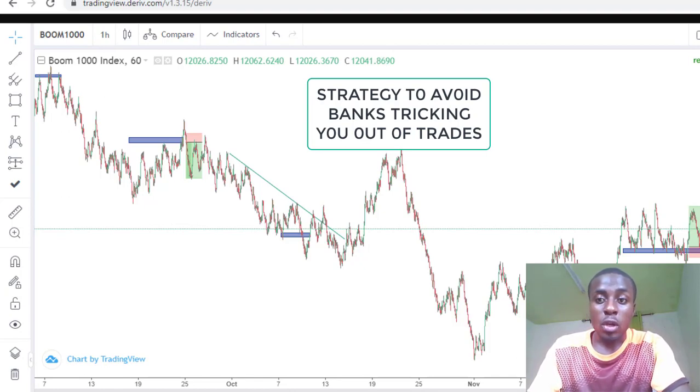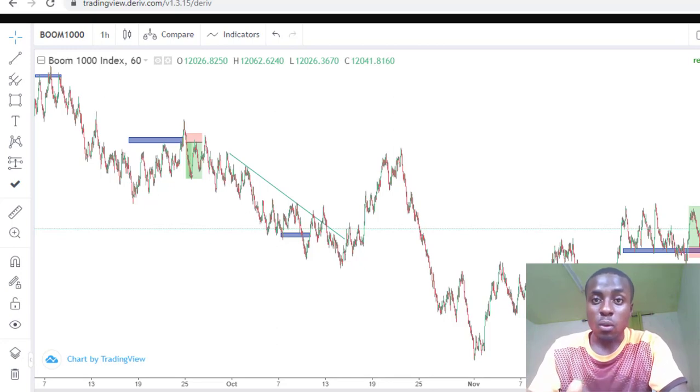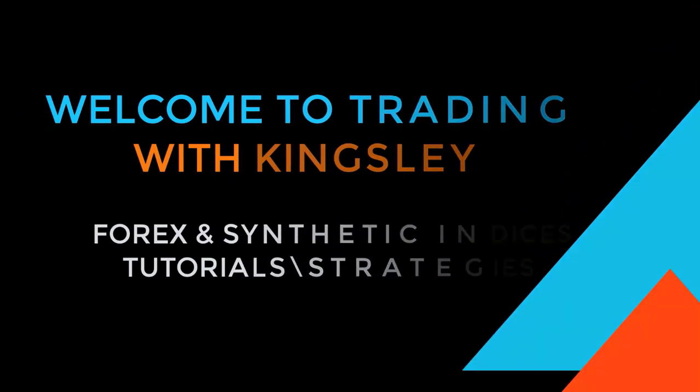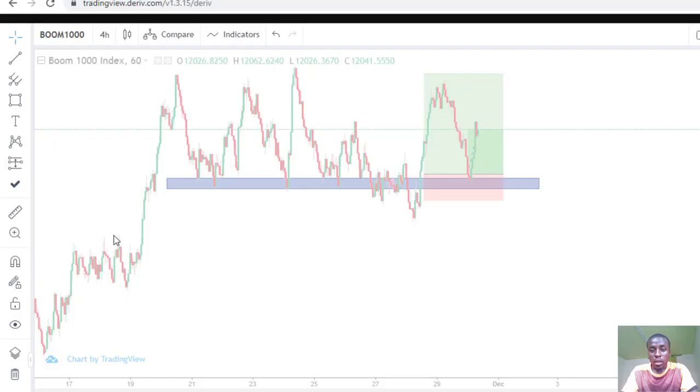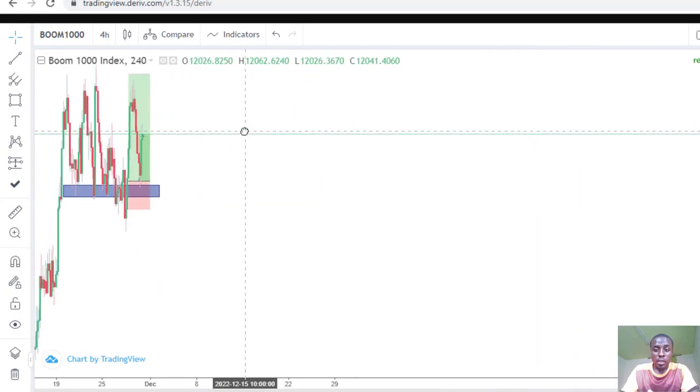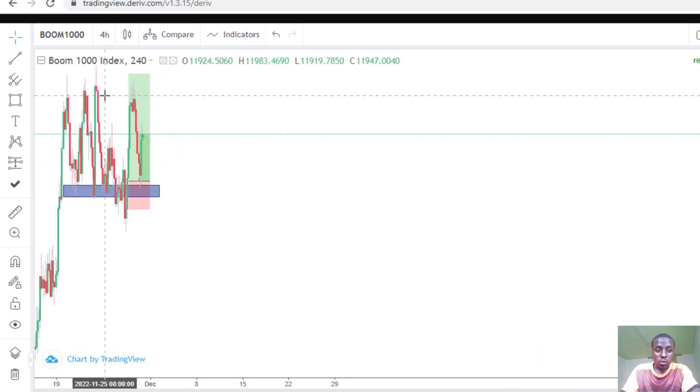All right, so you are going to see a very simple and straightforward strategy that actually works very well, and I've tested it above 100 trades. So let's head right into it. Now I'm going to explain to you guys, and then I'll show you a couple of examples, and then you understand the concept. So this is how it usually happens.